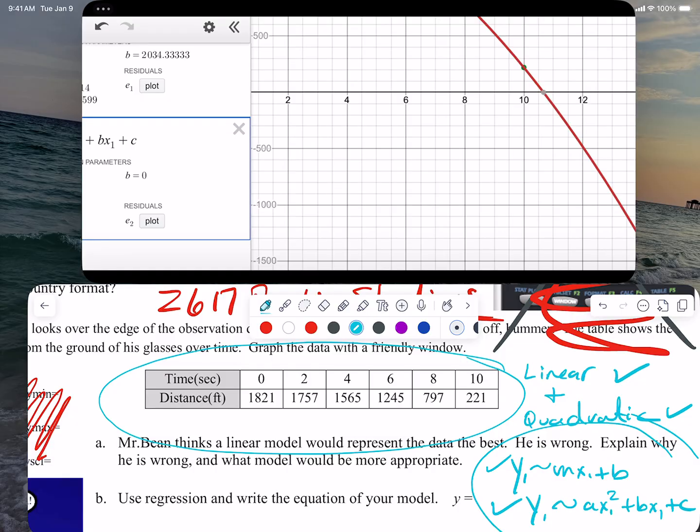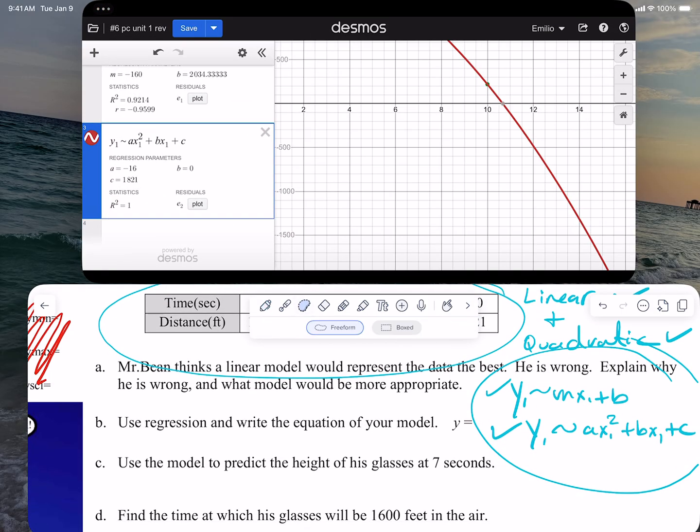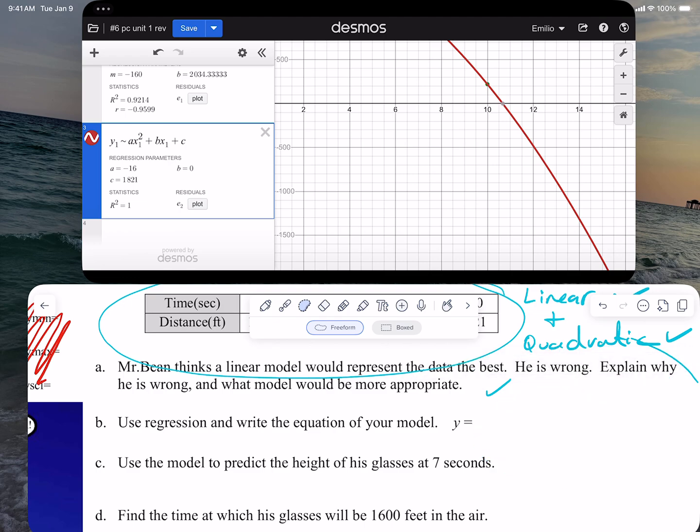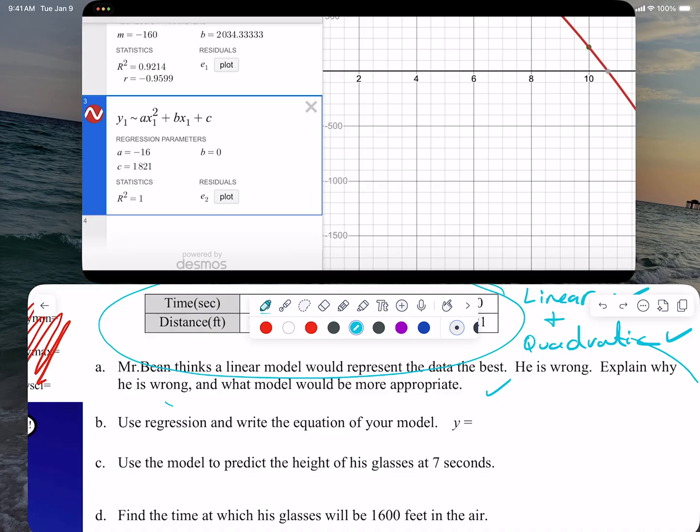Okay, so now, down here, we are going to answer some questions. This is not a linear model. So Mr. Bean was wrong. It is a quadratic. It says use a regression and write the equation of your quadratic model. This is where we're going to use line 3 on Desmos.